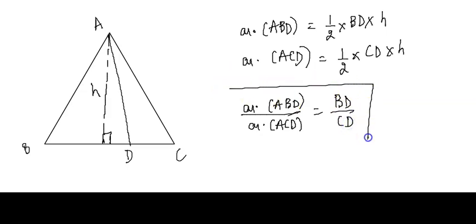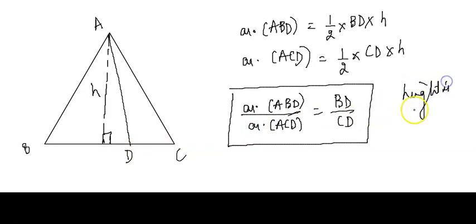So what can we conclude out of it? That the ratio of areas will be equal to the ratio of their bases if height is common. In case height is common, then the ratio of areas would be equal to the ratio of their bases. I hope this is clear.